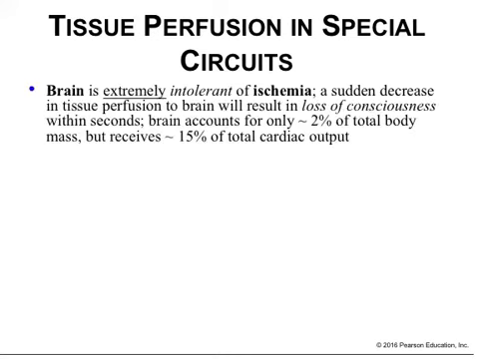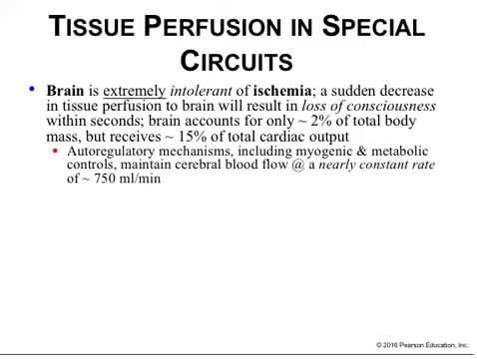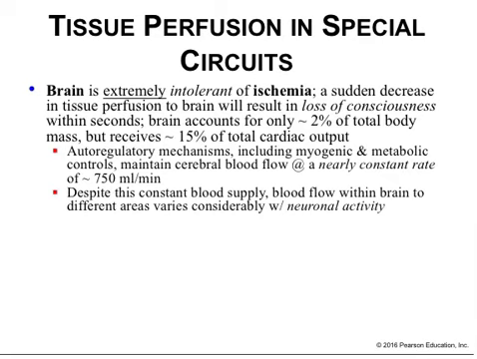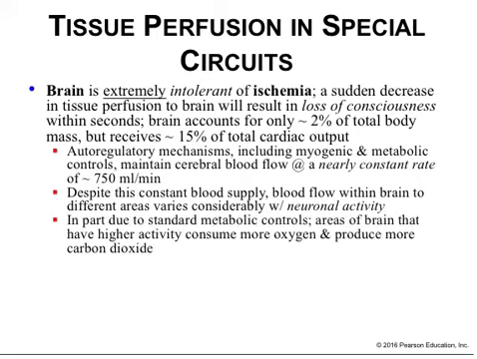The brain is extremely intolerant of ischemia. A sudden decrease in tissue perfusion in the brain results in loss of consciousness in seconds. The brain accounts for 2% of the total body mass but gets 15% of the cardiac output. Autoregulatory mechanisms, including myogenic and metabolic control, maintain cerebral blood flow at a constant rate of about 750 milliliters per minute. Despite the constant blood supply, the blood flow within the brain to different areas varies with neuronal activity.